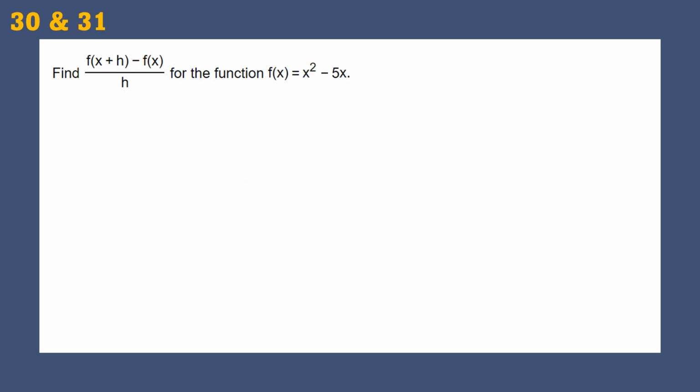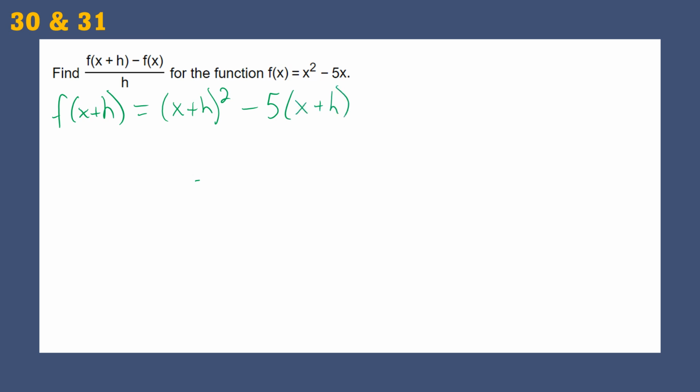Find this very bizarre thing for this function. Okay, so according to this, we need 3 things. First, we need an f of x plus h. So I'm going to just start there. We have an f of x, and I need an f of x plus h. And so that means we're going to replace the x with an x plus h in our function. And I have to do that everywhere I see an x, I'm going to put an x plus h.